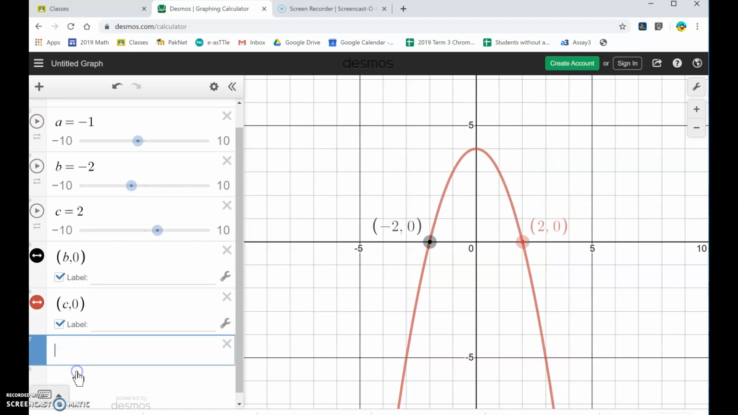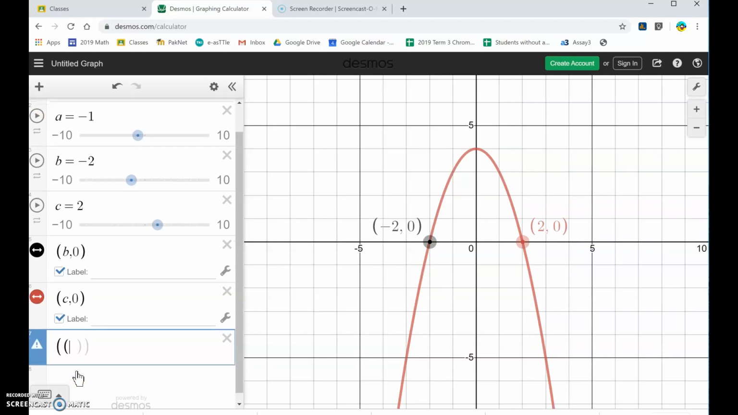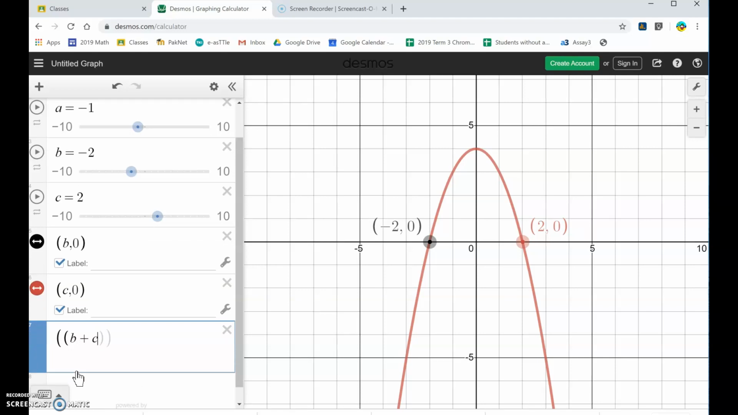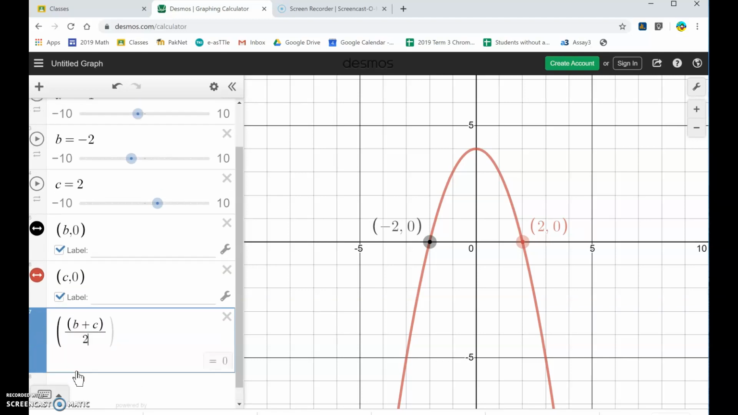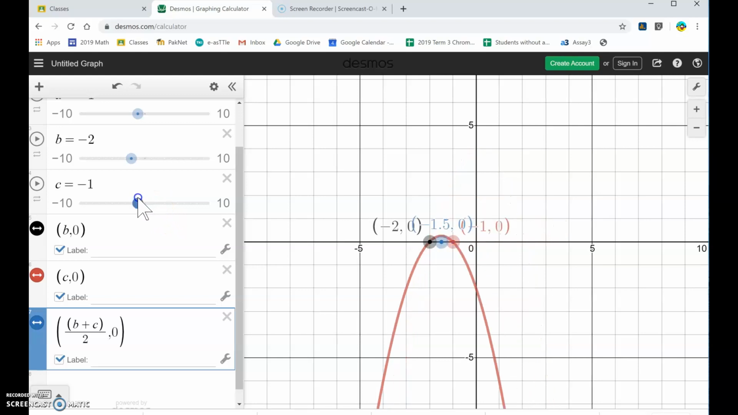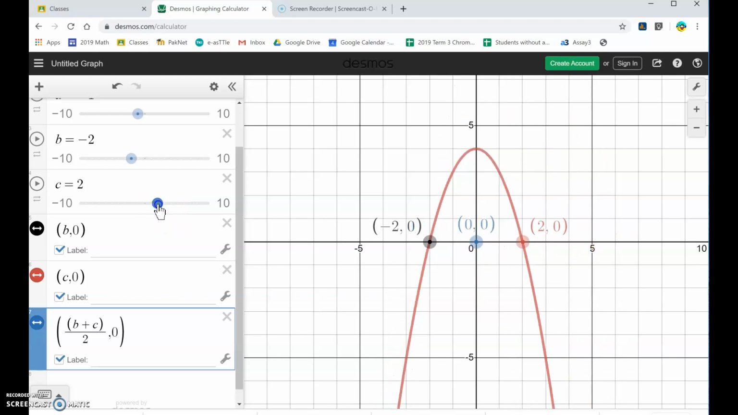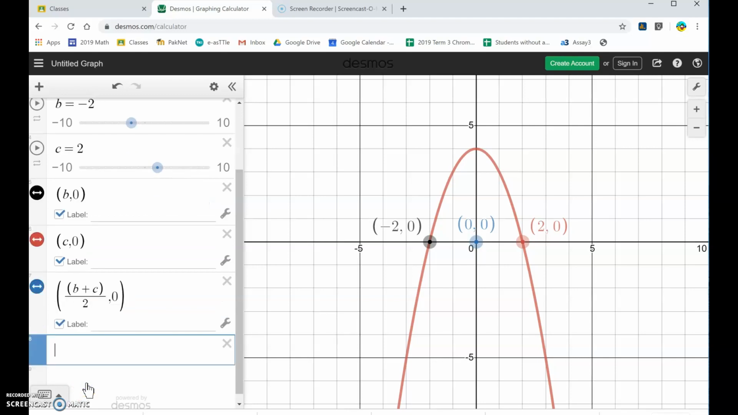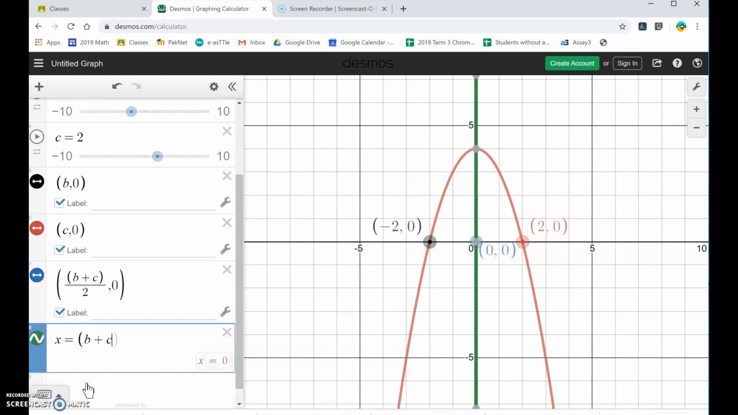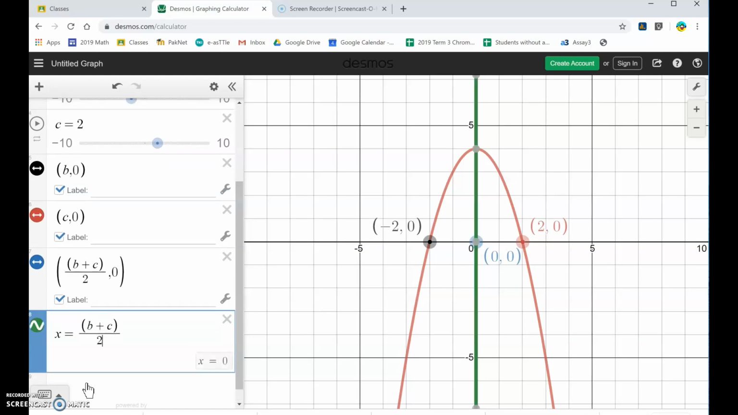So I'm going to get a point where I've got ((b plus c) divided by 2, 0). And I'm going to label that. That is my midpoint. All right? Does that make sense? My midpoint between those two intercepts. I could even draw a line. I want it to go this way up. I want x equal to (b plus c), those two intercepts, divided by 2.